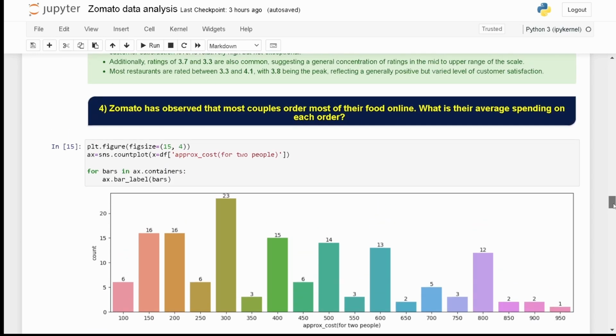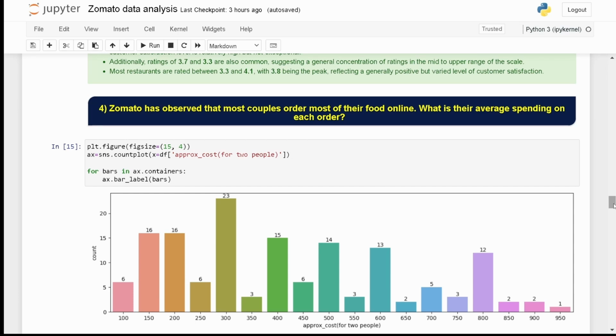Our fourth question is Zomato has observed that most couples order most of their food online. What is their average spending on each order? We can see from this graph that the majority of couples spend around 300 rupees on their food orders, with 23 occurrences at this price point.